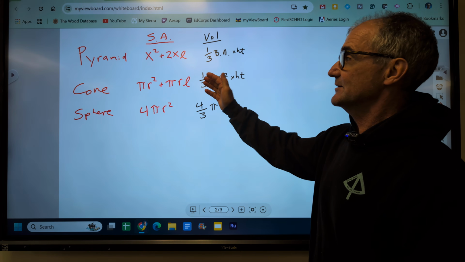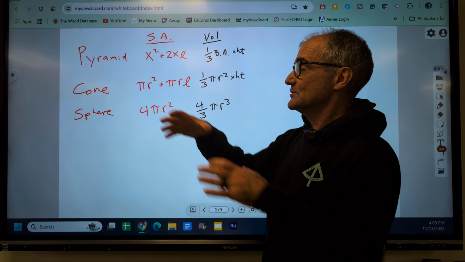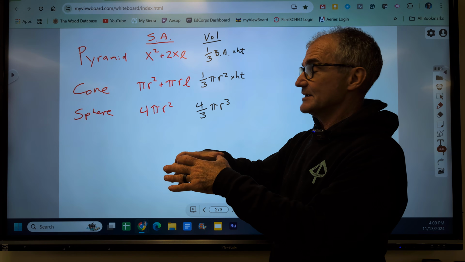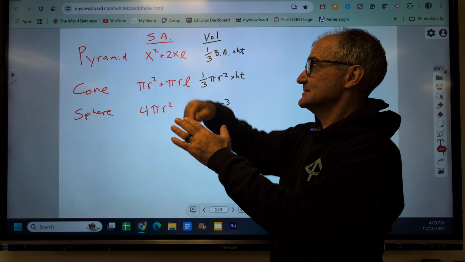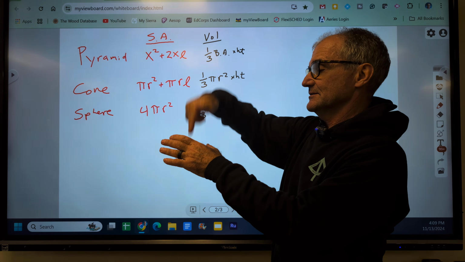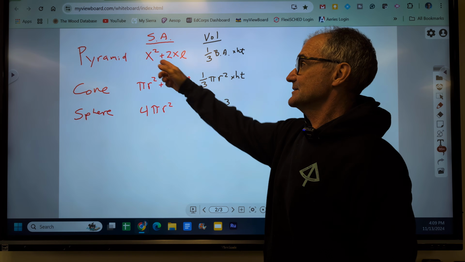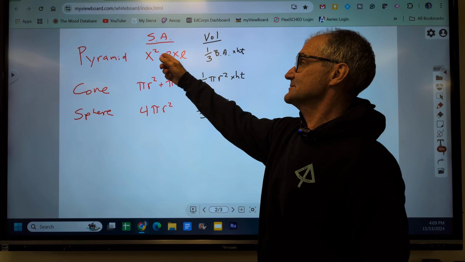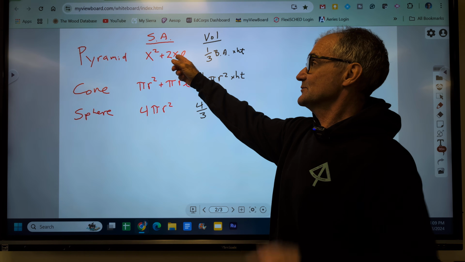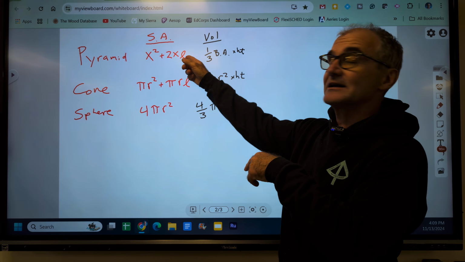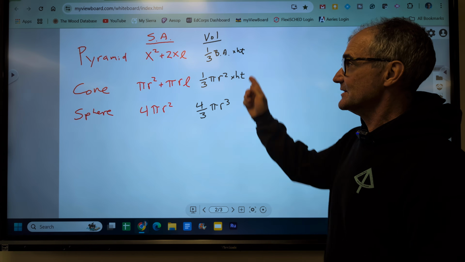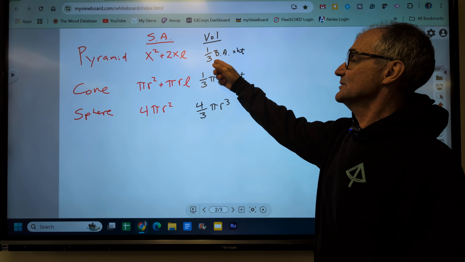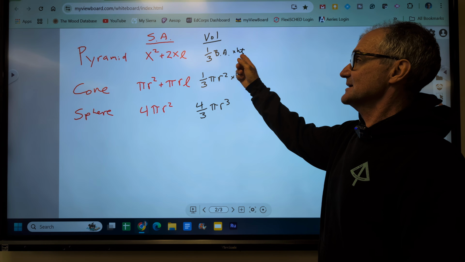The surface area for a pyramid, this is a square-based pyramid, so the bottom's a square, and it's regular, meaning that the vertex is perpendicular to the base through the altitude. It's the base squared, each side of the base squared, plus 2 times one side times L. That cursive L is slant height, and we're going to talk about that. The volume of that pyramid is 1/3 base area times the height.